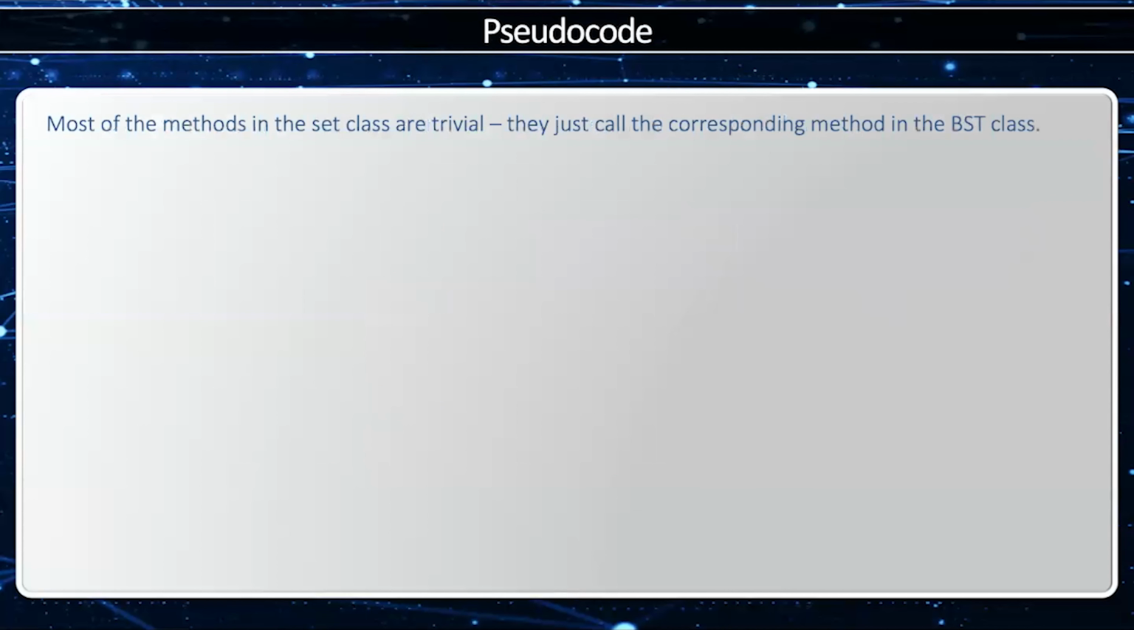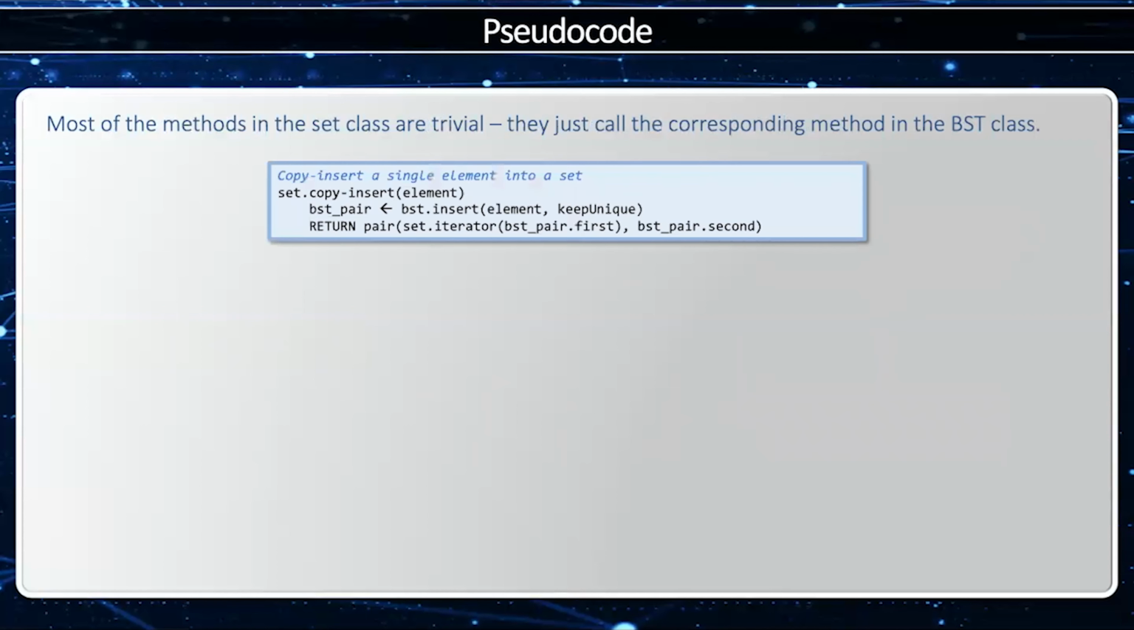Most of the methods within the set are actually trivial because they're just calling BST methods. Let's see how they work. First of all, if I'm going to copy insert a single element, then all I have to do is insert into the BST, and I'm going to make sure that it is unique. In other words, I don't want to have duplicate elements. And that'll return a pair, the element plus whether or not it was uniquely inserted, and I'll return that pair.